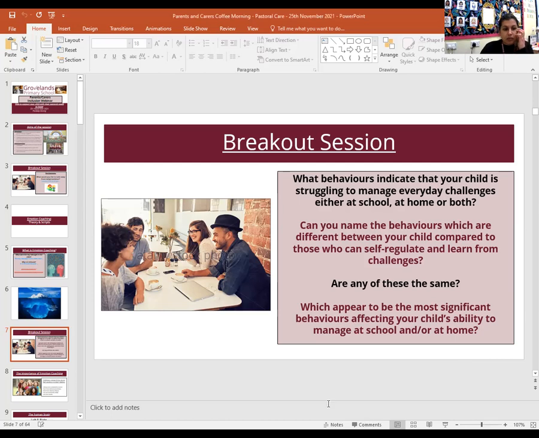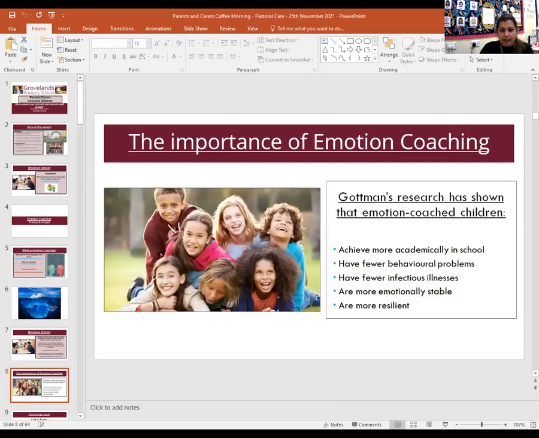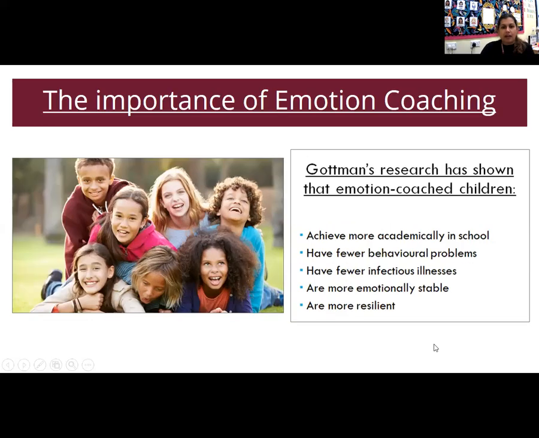So I'm going to move on to emotion coaching now, if it lets me, and try again. Perfect. Okay. So the reason that we use emotion coaching is Gottman, who is a researcher, looked at this strategy that we are using, and he's got an institute. So if you've got any further interest in emotion coaching, you can Google Gottman and Gottman's Institute, and it has more information on it.